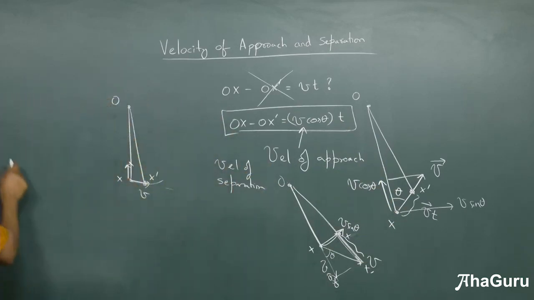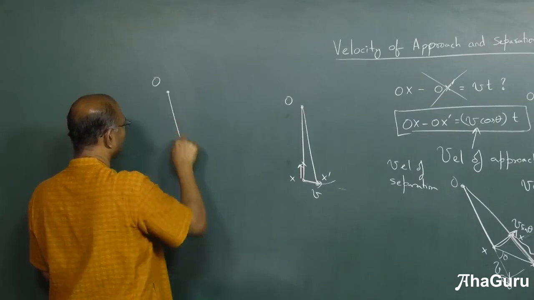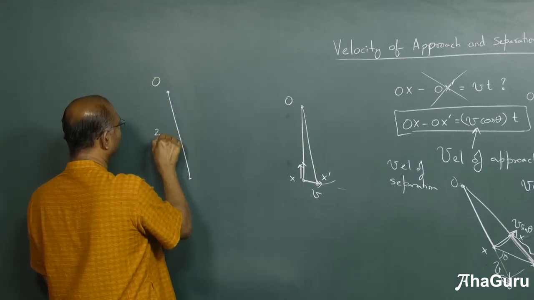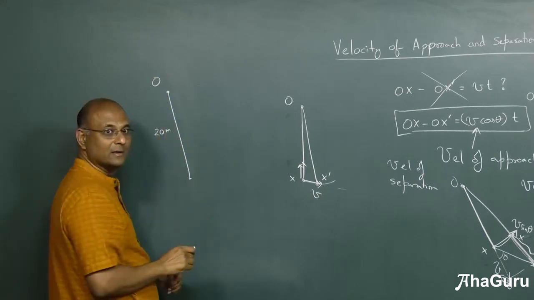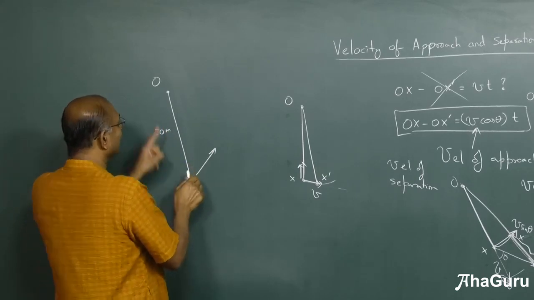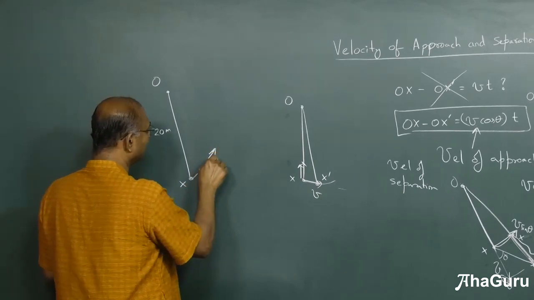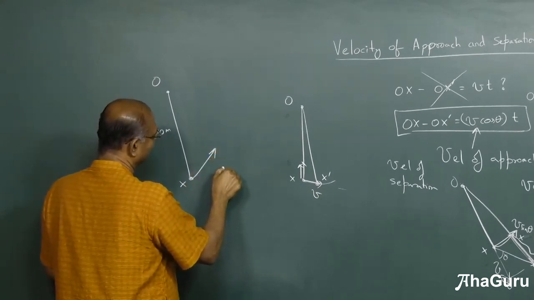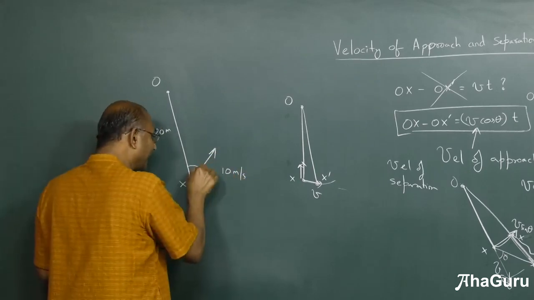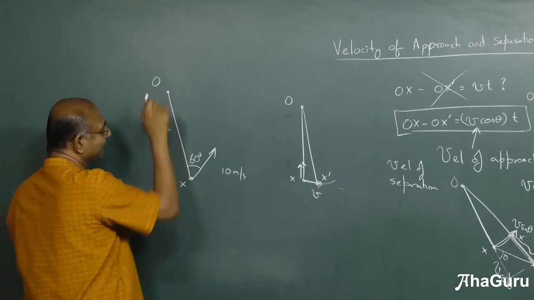Like, for example, you have an object O, I mean a fixed point O, and you have an object, let us say at a distance of 20 meters. It is always moving such that, so this object is x, it is always moving with a constant speed of, let us say, 10 meters per second. But it makes an angle of 60 degrees with the line OX. So what does that mean? Right now it is making an angle of 60 degrees.